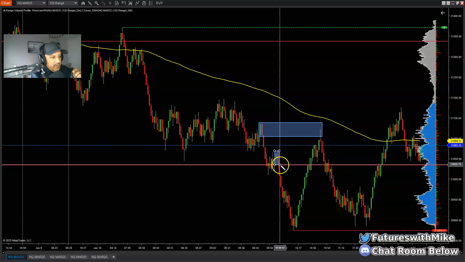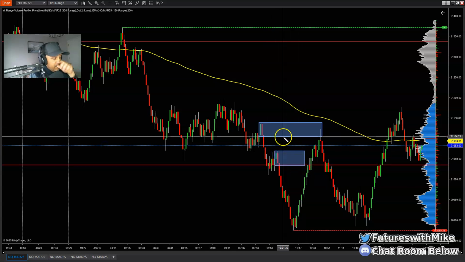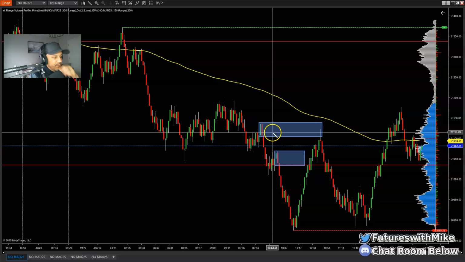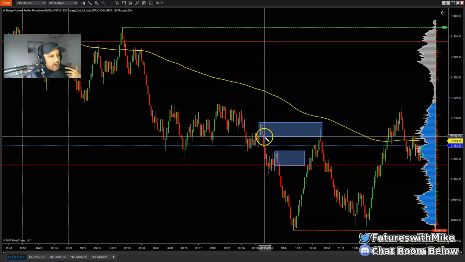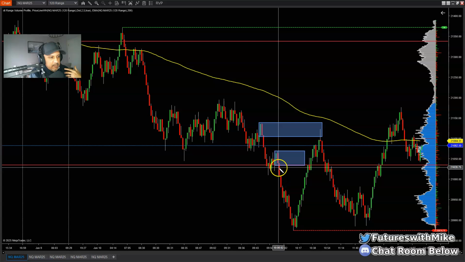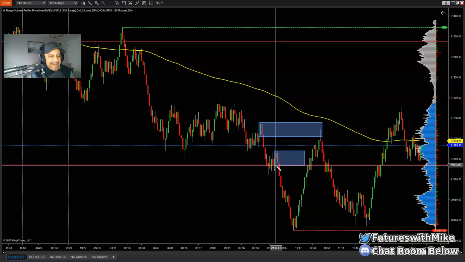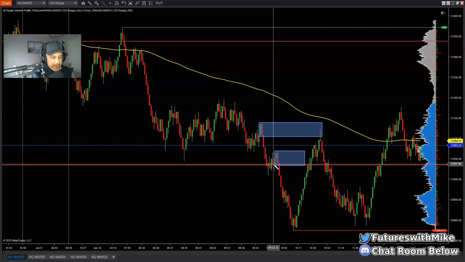Okay, and the reason I'm going to tell you why I marked this one as well is because these are both high probability setups with gaps or imbalances attached to them. When I speak of gaps, I mean the same thing, imbalance. All right. Now, we have to size the market up. You've got to understand one thing that's very critical.